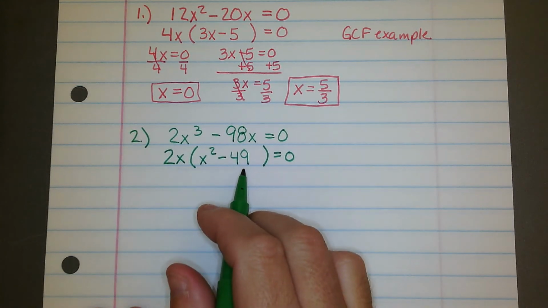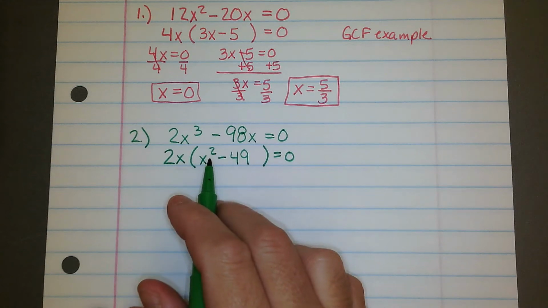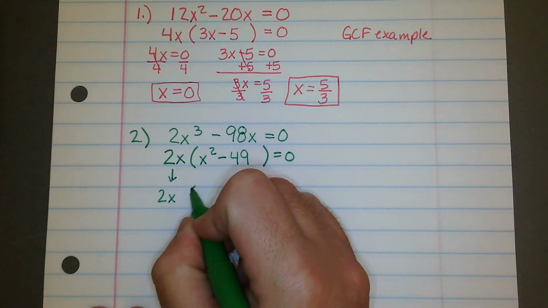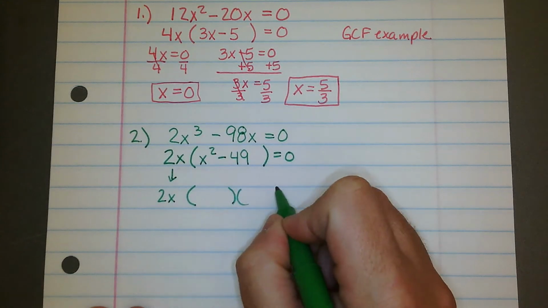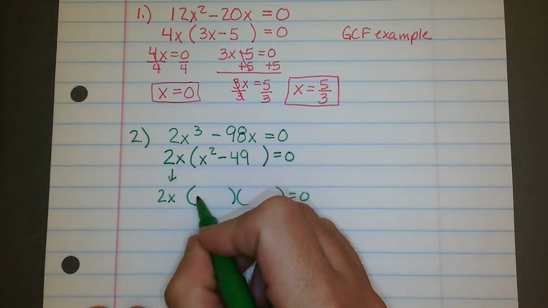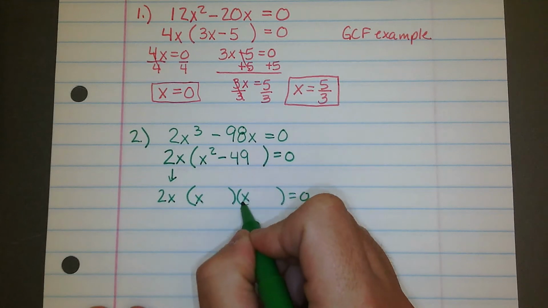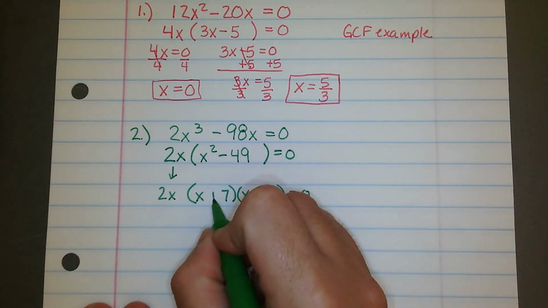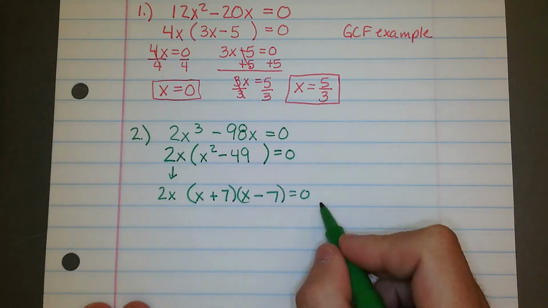I could take the square root of 49. And this is an even exponent. So that means that I'm going to bring down my 2x. Oh, yes. It's in equations. That's why we're doing them. And this is going to be x and x. Square root of 49 is 7 and 7. And you have a plus and a minus. All equal to 0.